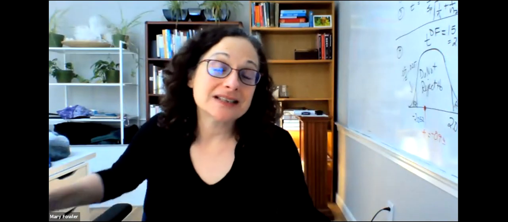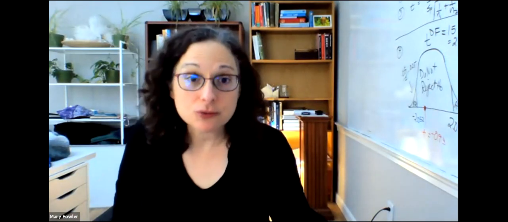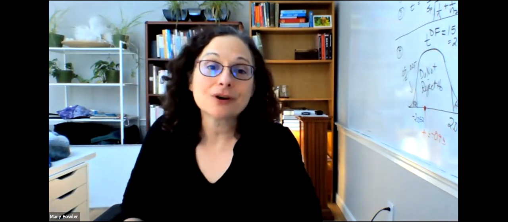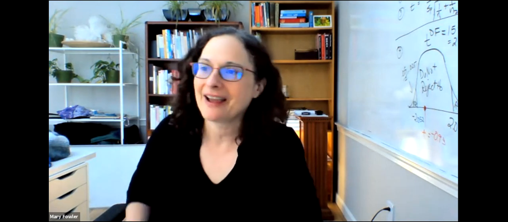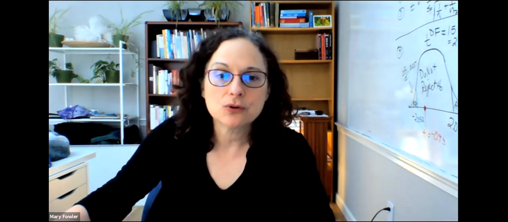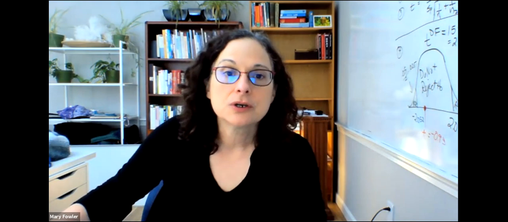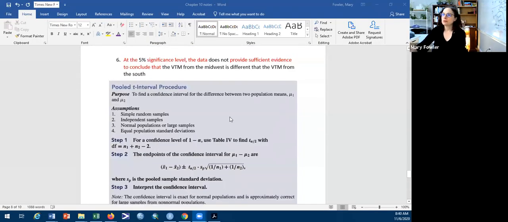Hi, okay, so this is section 10.2, part 2, and it's going to be kind of short. I just want to show you how to calculate the confidence interval and interpret it, okay? And so we're really going to just work with the notes here. So I'm going to go to the chapter 10 notes, and we're looking at this pooled T-interval procedure.